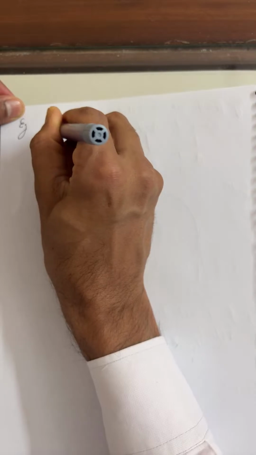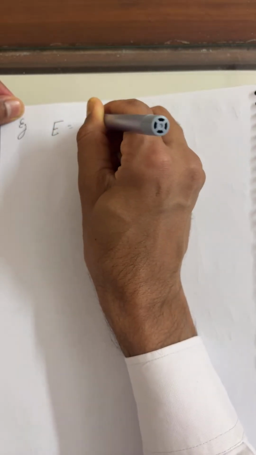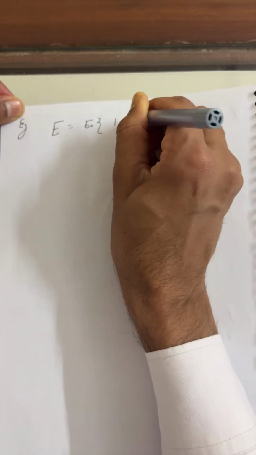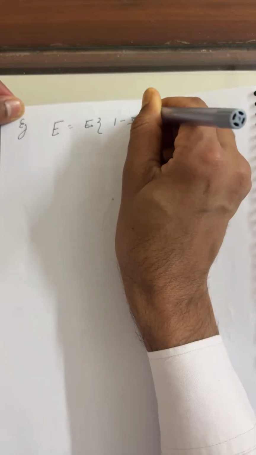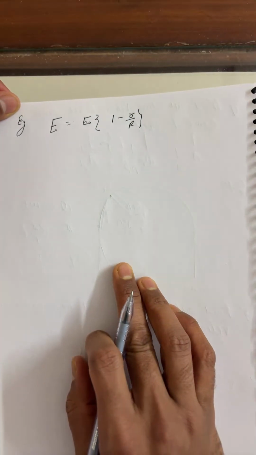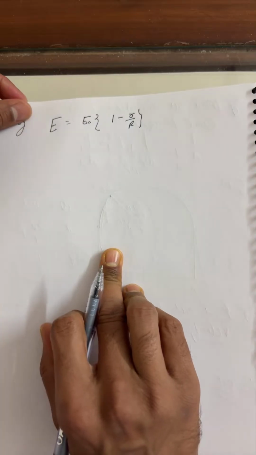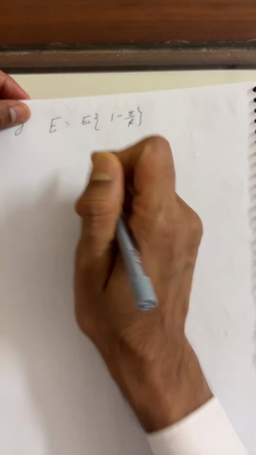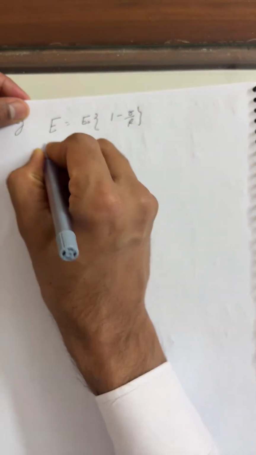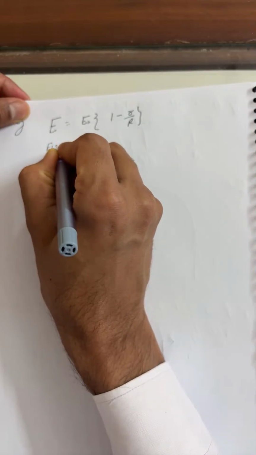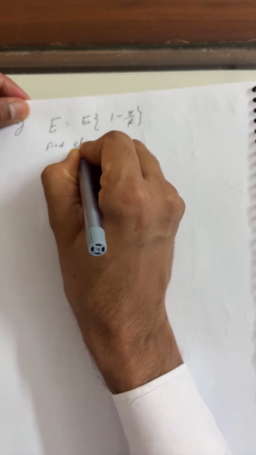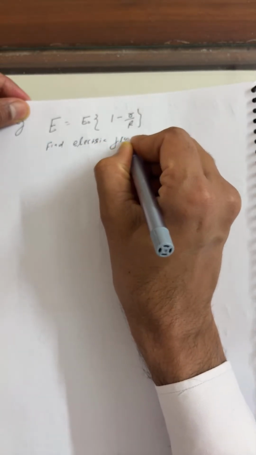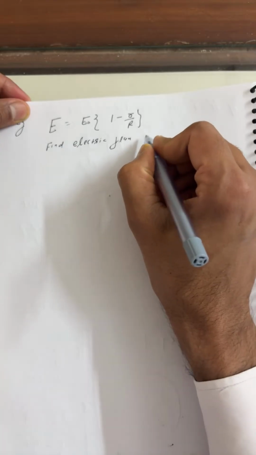Electric field, students, you can take like that: 1 minus small r upon capital R, where small r is the distance from the center of a circle. Here we have to find the electric flux to the plane of the circle within it. Find electric flux.